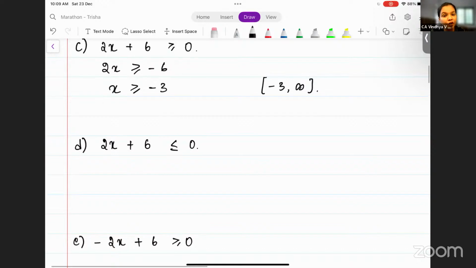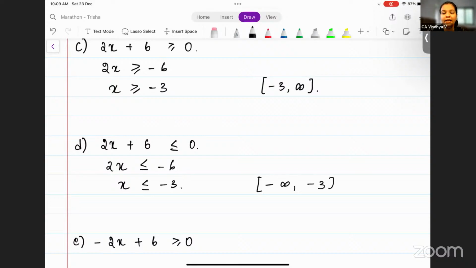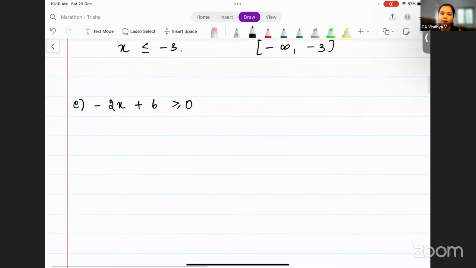Now moving on to the next one, where you have 2x less than or equal to minus 6. So you get x less than or equal to minus 3, which means the values of x start from minus infinity until minus 3. I hope this is clear. Many times a simple question of this sort, that is solving inequalities, has been asked in the exam. And as you all know, this particular topic is usually asked for 1 mark, correct? Many times I've seen a question being asked to solve an inequality.